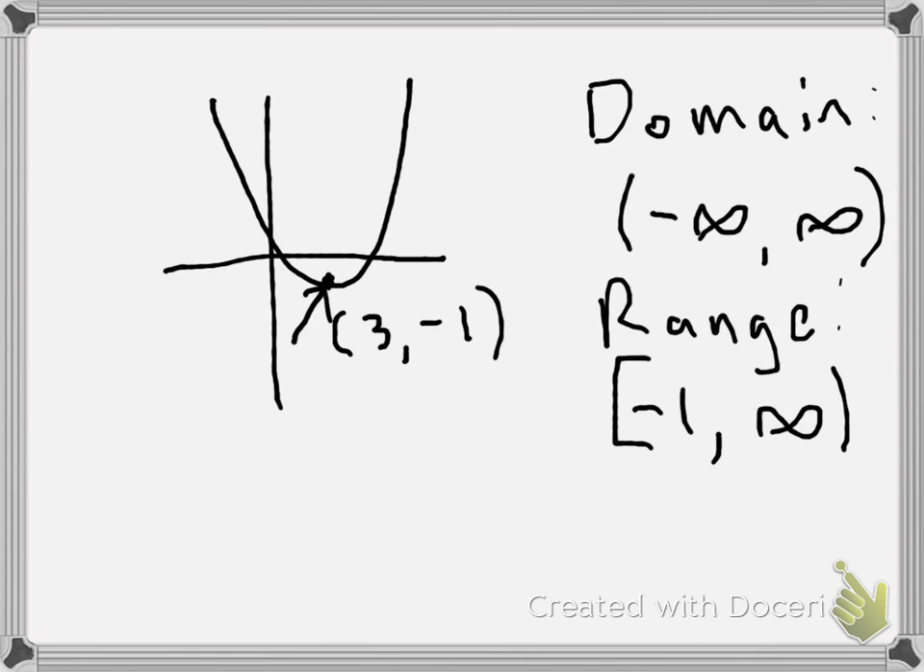Now, infinities and negative infinities will always have parentheses with them because they're not really numbers. They're not really parts of your graph. They're just an idea that kind of tells you that the graph goes forever.